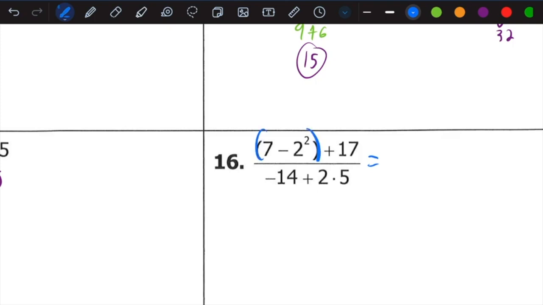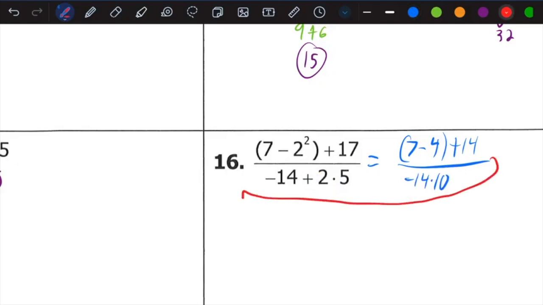So inside this parenthesis is where we'd start. And inside the parenthesis we have both subtraction and exponents. So the exponent would come first, giving us 4. So we'd have 7 minus 4 still in a parenthesis, plus 14. Then on the bottom, we have addition and multiplication. So multiplication would come first, negative 14 times 10. I'm going to use this arrow here so you can follow my work.